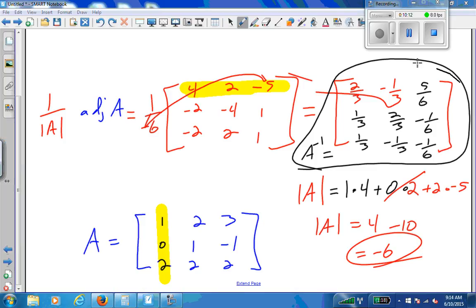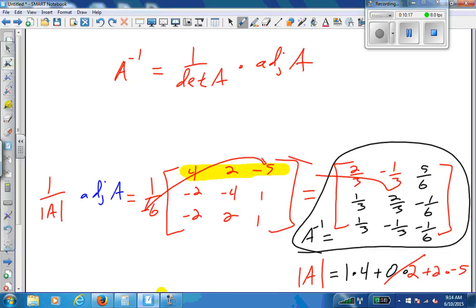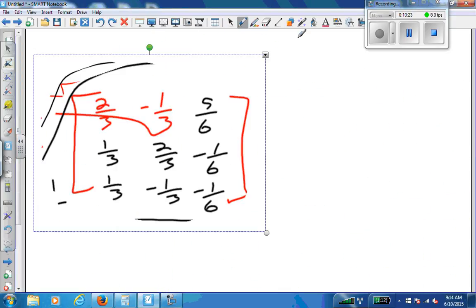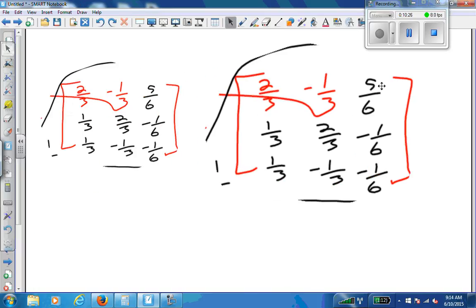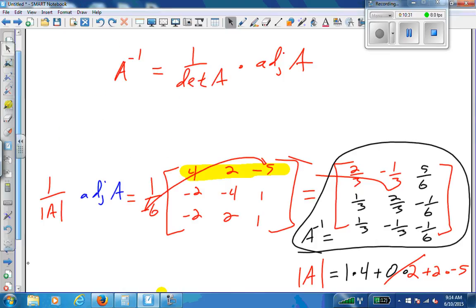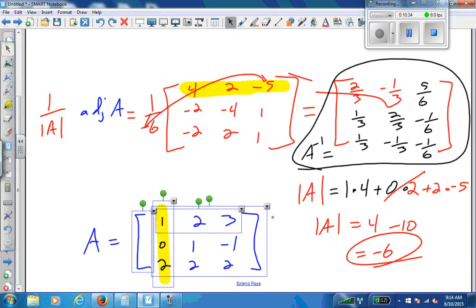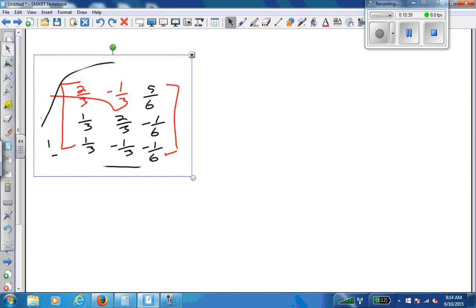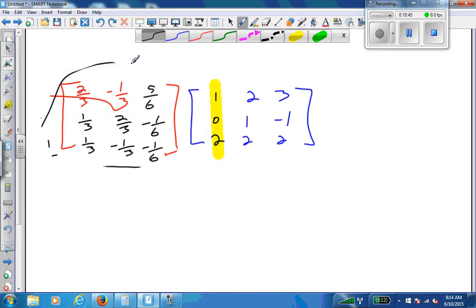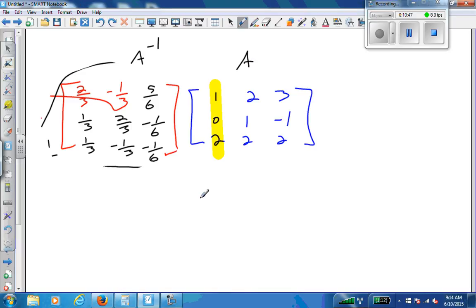Now let's just copy that over and check it. If we take that times A, which I think I still have A right there. Didn't save it. So A was this. So if we multiply A inverse times A, if we did all that correctly, we should get the identity matrix.